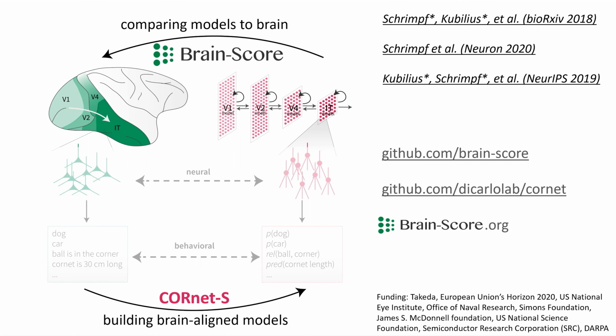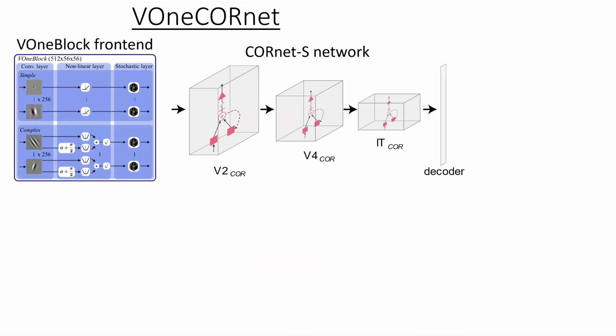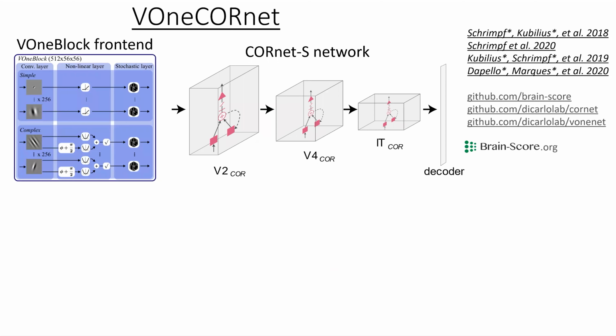And to focus a bit more on this workshop again, I wanted to highlight that the work that Thiago presented earlier and the one I presented right now has actually been combined in a model called VOneCORnet. So they use a VOneBlock frontend combined with the CORnet-S network as a backend network. And that is actually one of the best models now on BrainScore if you want to check that out. And again, I've put references to papers as well as the code here. So all of this is freely available, and you can use this.